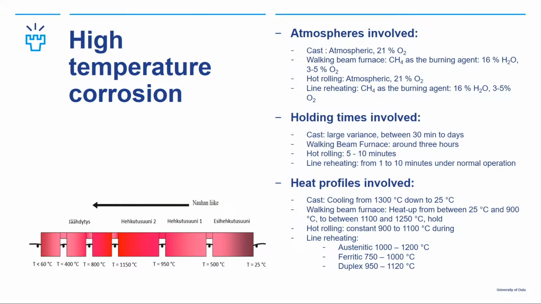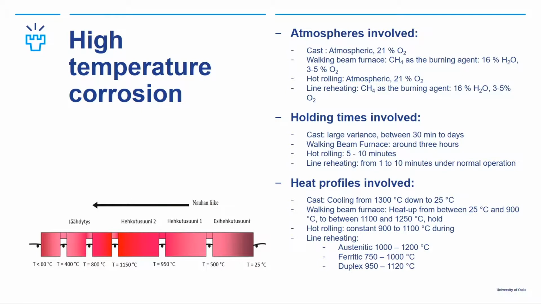As for holding times, after casting, the variance can be large. The slab is let to cool down, and it can take between, let's say, hours and days when it's either stored or put to the reheating furnace. For the walking beam furnace, we have 3 hours. Hot rolling is 5 to 10 minutes, depending on the change. Line reheating is 1 minute to 10 minutes. Under normal operation, we can have line stops, but we don't discuss that here.